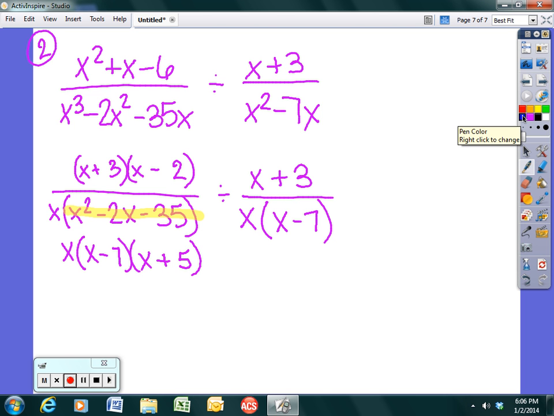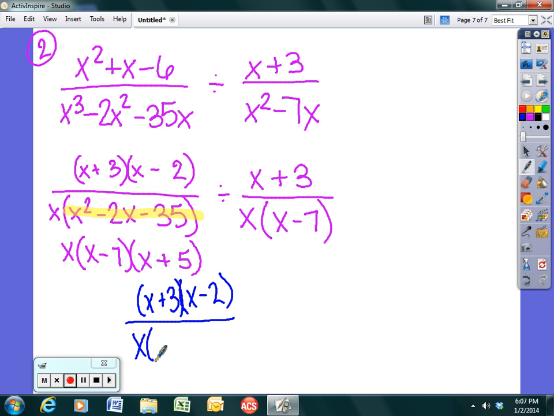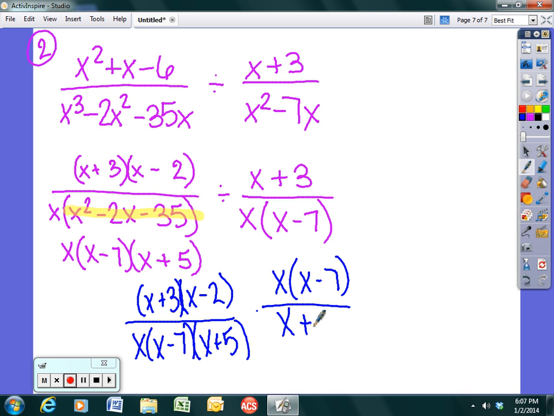The next step is to flip the second term and change the sign to multiplication. So we can rewrite our first term. And we're going to flip the second term. So on the top, we have x times x minus 7. And in the denominator, we have x plus 3.